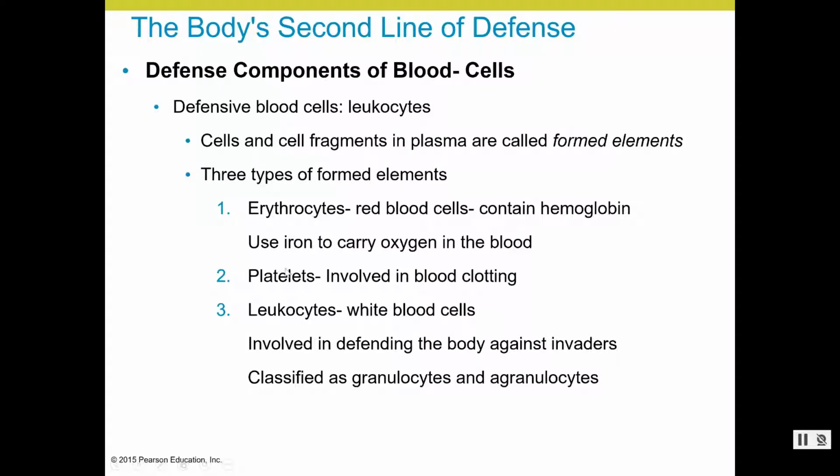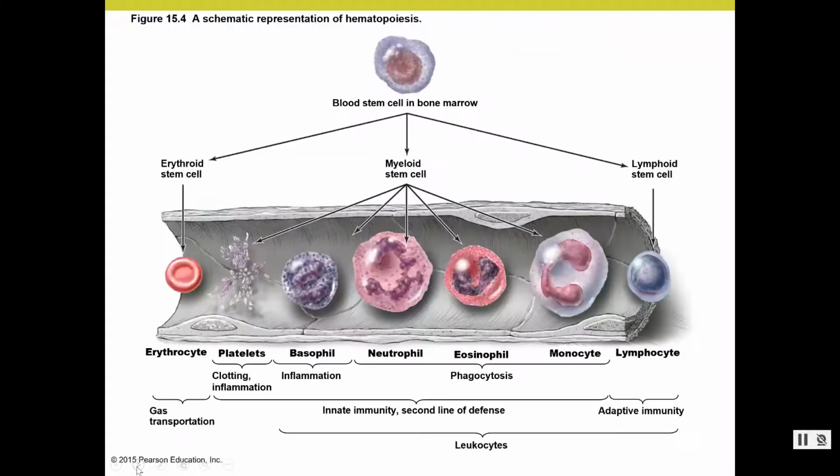You guys reviewed erythrocytes, platelets, and leukocytes, and these are our white blood cells that are going to protect us. So we've got our stem cell in our bone marrow. Erythrocytes are our red blood cells. Platelets are those clotting factors. Then we have all of these leukocytes that are in the blood.